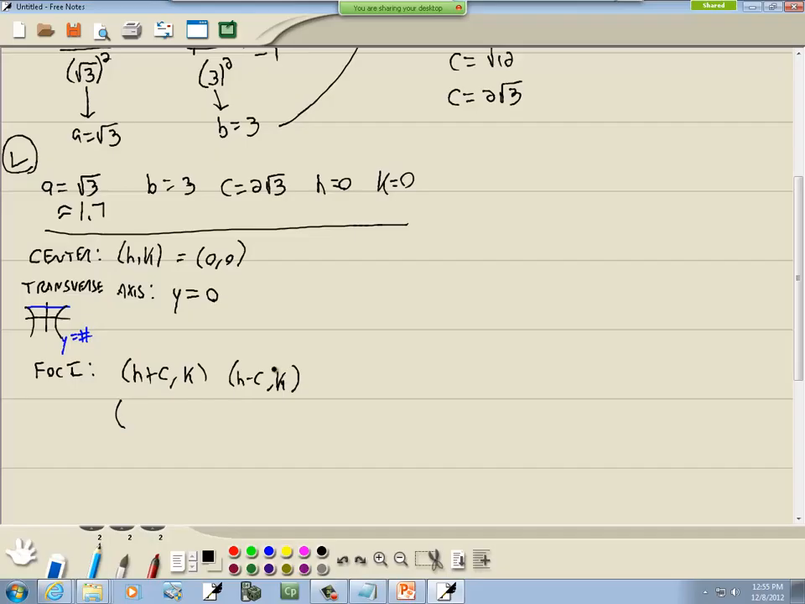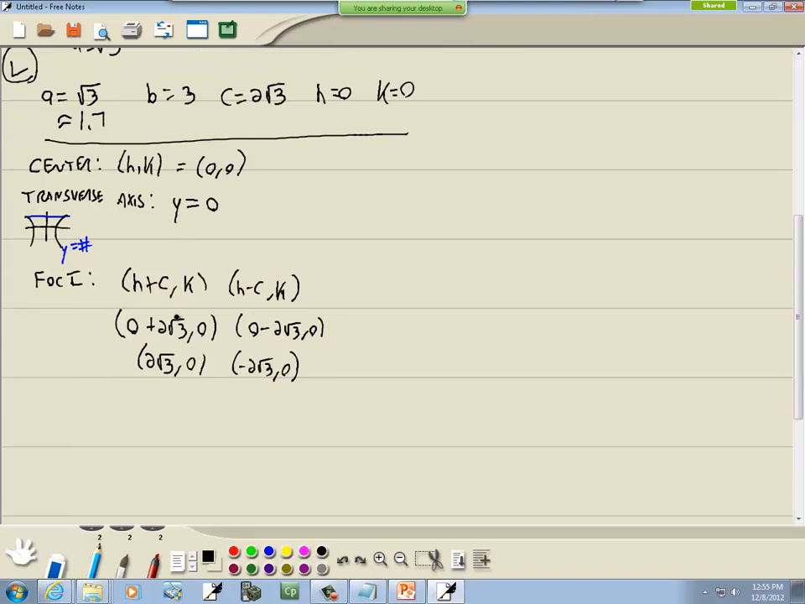H plus C, H minus C. Okay, focus so you don't make another screw up. Okay, 0 plus 2 square root of 3 and 0, once we plug in the numbers, and 0 minus 2 square root of 3 and 0. So we're going to have 2 square root of 3, 0, and negative 2 square root of 3, 0. By the way, the graph on that previous one was right, but just how I wrote it was wrong for the transverse axis. Okay, we're not going to do anything with the foci.